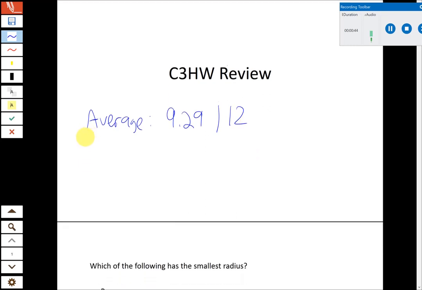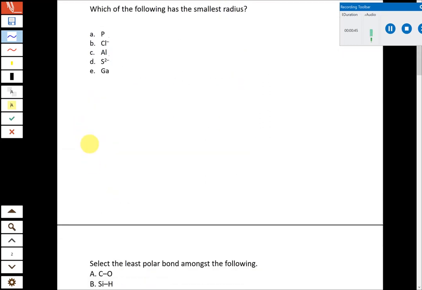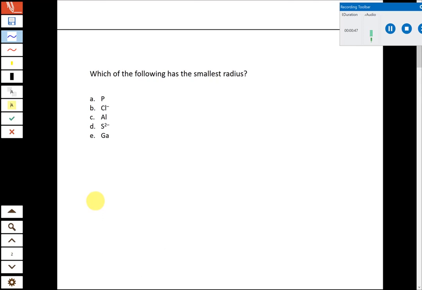So the first one I'm going to deal with involves radius, and here we're comparing atoms and ions to each other. This is sort of a holdover topic from Chapter 2, technically speaking, if we want to see where it was in the book, but some of the concepts here are certainly important to review.